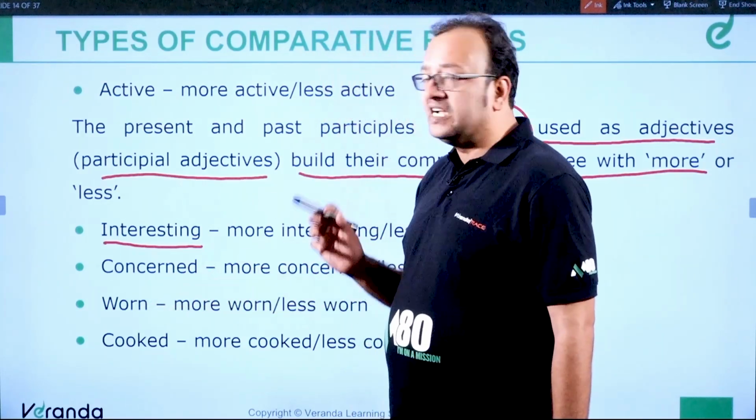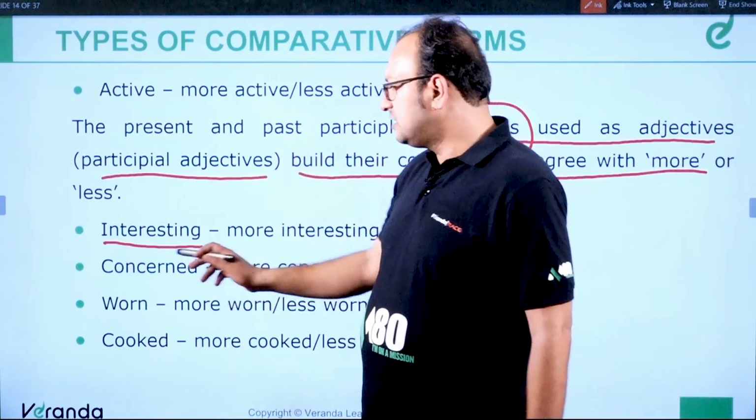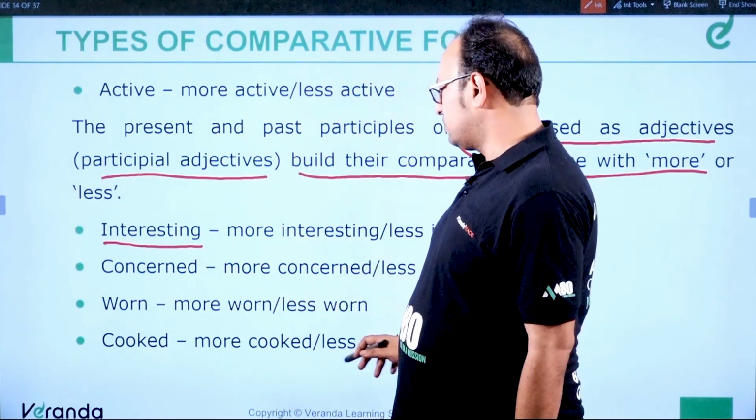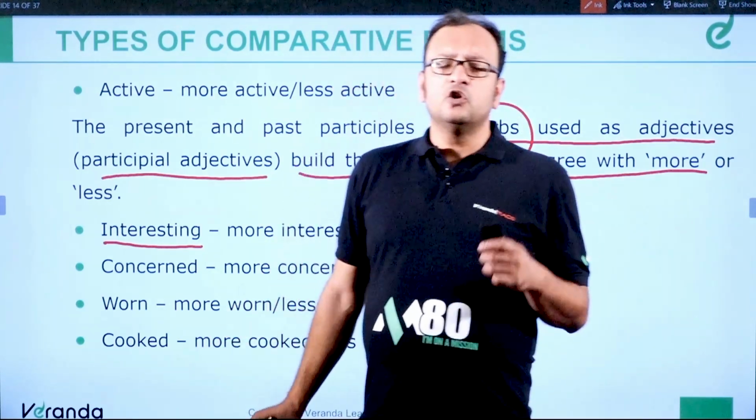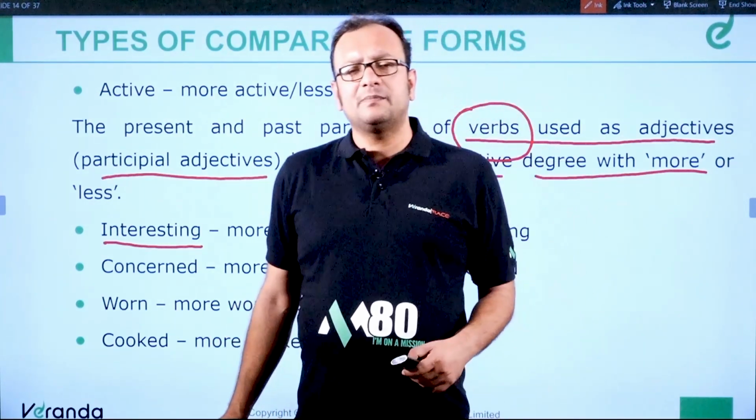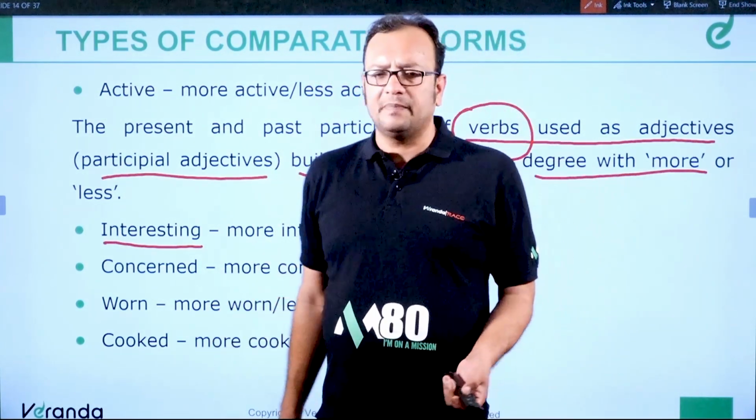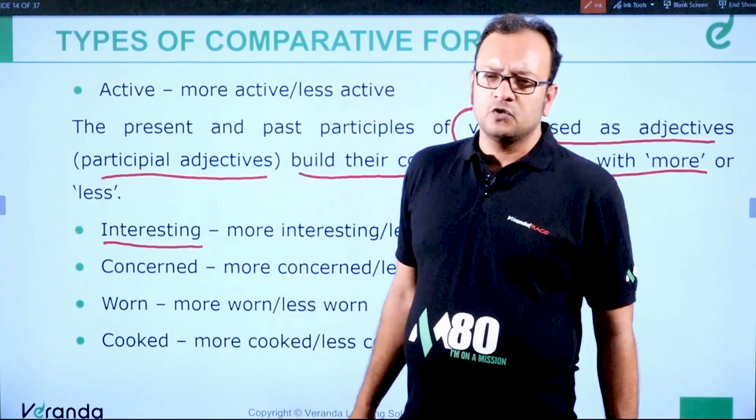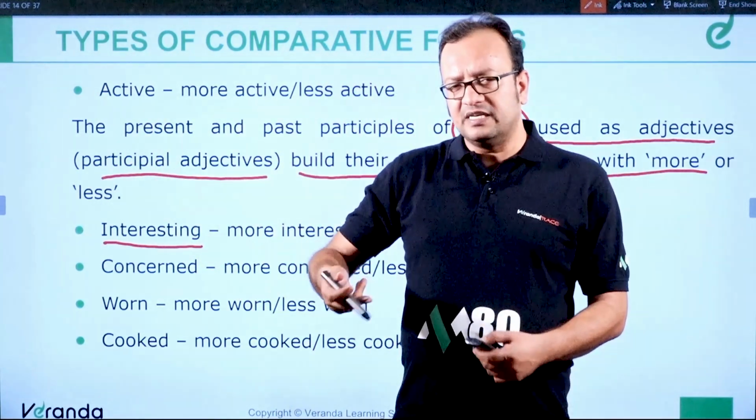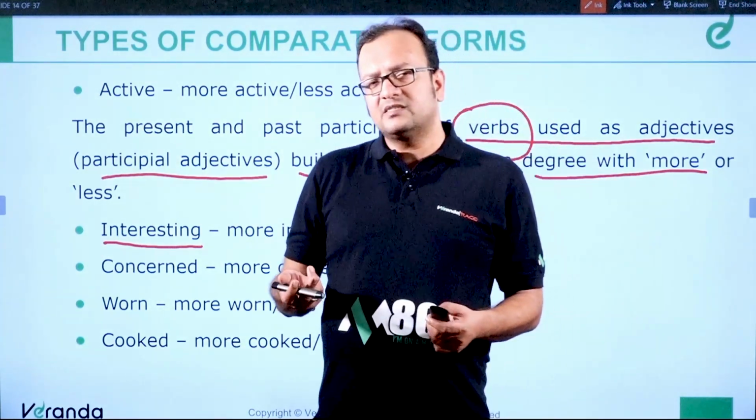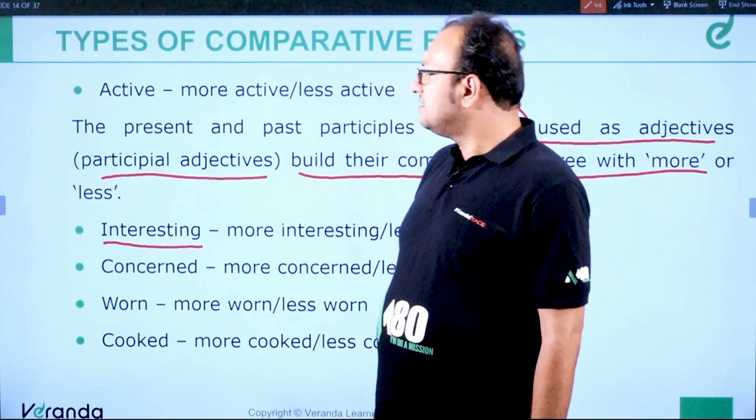Worn. Wear is the word, W-E-A-R. Wear, wore, worn. So this is past participle. More worn, less worn. Cooked. More cooked, less cooked. Generally, those verbs which have past participle and present participle used as adjectives use this kind of comparison. More, less. So more means obviously more, right? And less means lesser in quality, smaller in quantity, I can say.